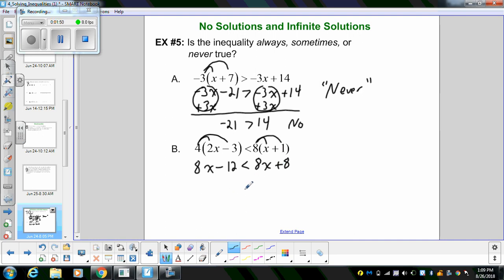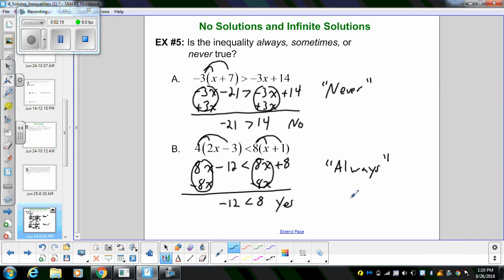Alright, so again, I'm going to move my x's to one side. Again, they're both the same. So the inverse of positive 8x is negative 8x. So I'm going to subtract 8x on both sides. They're both going to zero out once again. And now I'm left with negative 12 is less than 8. So is negative 12 less than 8? Yes. Therefore, this right here is always true. Alright, so let's move on to the next one.